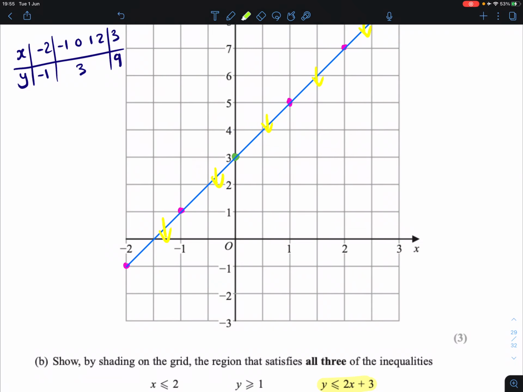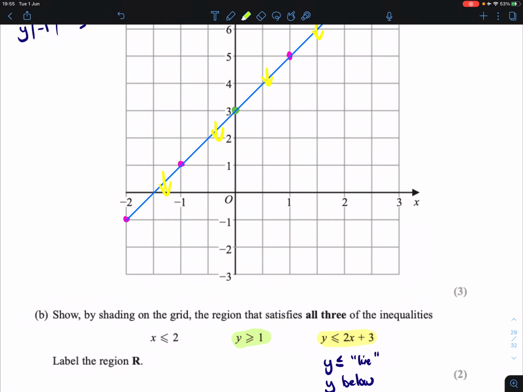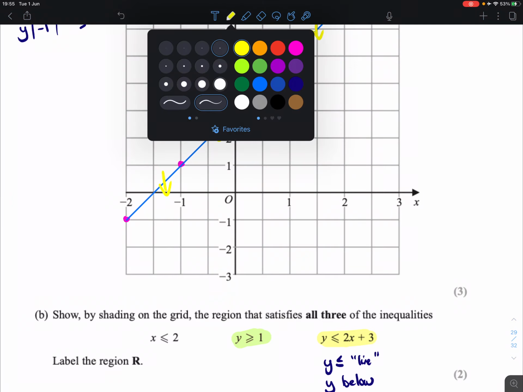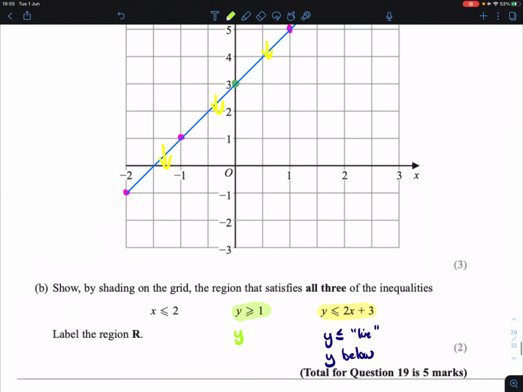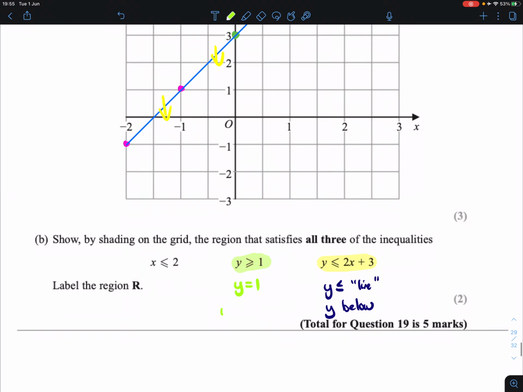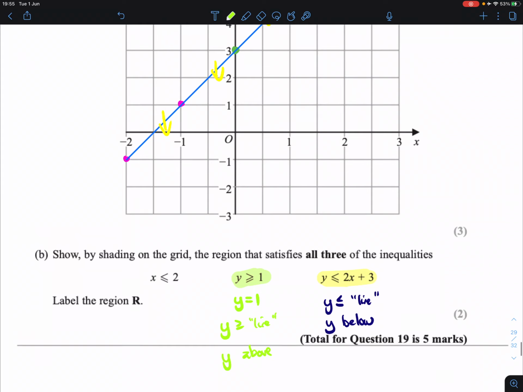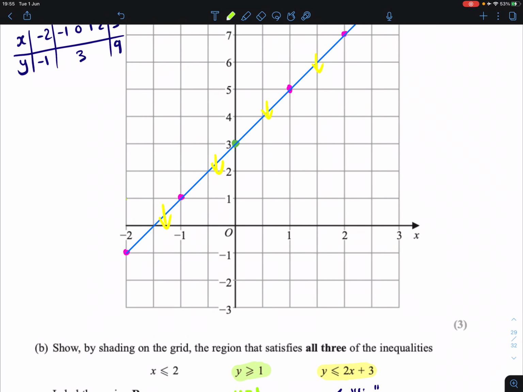The next one we have, y bigger than or equal to 1. Well, first of all, we need to know what y equals 1 looks like and sketch it. And then after that, because we have y greater than or equal to this line, it means that we're going to be above it, so we care about above this line. y equals 1 is this line here, which means we care about all of the regions that are above this line, like so.